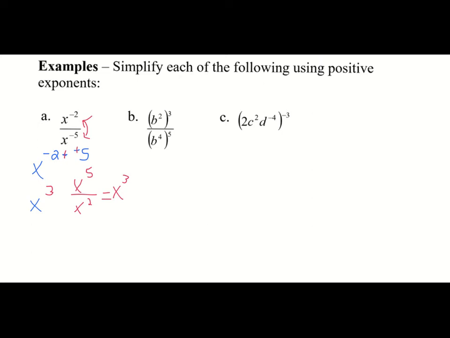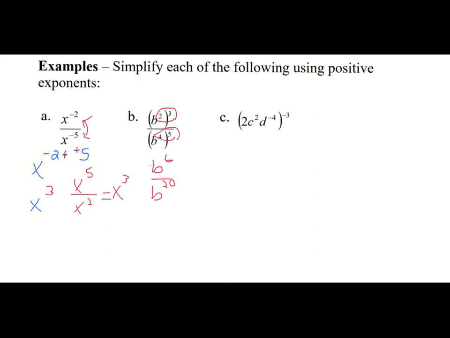So just different ways to do the problem. Now for B, we do need to apply the power rule first. We want to do that. So we're going to end up with B, 2 times 3 is 6. So we're going to have B to the 6th power over B to the 20th power.